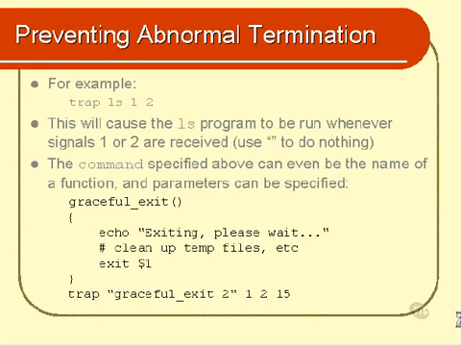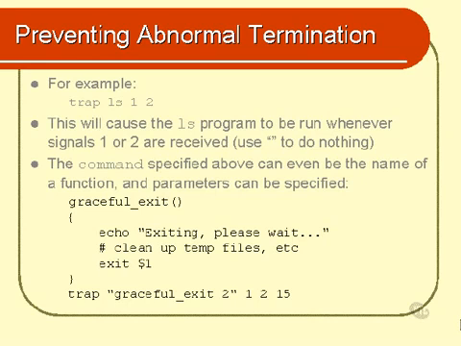So the last line in the example that you can see in front of you is that whenever I receive a signal 1, 2, or 15, I actually want to call graceful exit with a parameter of 2. And that 2 is going to be used by graceful exit as its exit status. So if you need to actually provide parameters to your command, you have to put the whole command inside double quotes. So I'll show you an example of all this in action.